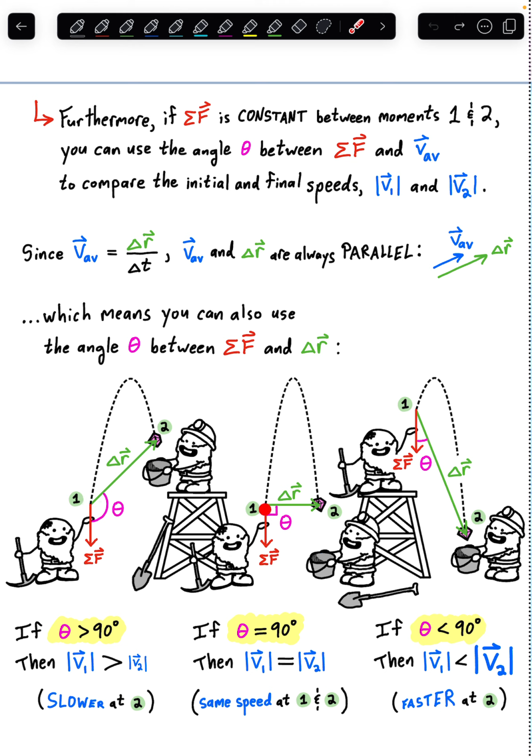In the next case, if we're looking at 2 moments, 1 and 2, where the gem has returned to the same height from which it was, we know that the object will have the same speed at those 2 moments. So if that angle is 90 degrees, a right angle between net force and displacement, then the speeds will be equal at those 2 moments. Third case, if our second moment has the object down here lower than where it was at moment 1, that is, if it makes an acute angle between displacement and net force, then the speed at 2 is guaranteed to be greater than the speed at 1.